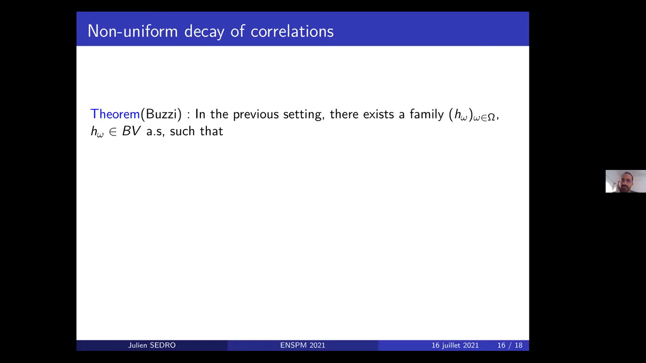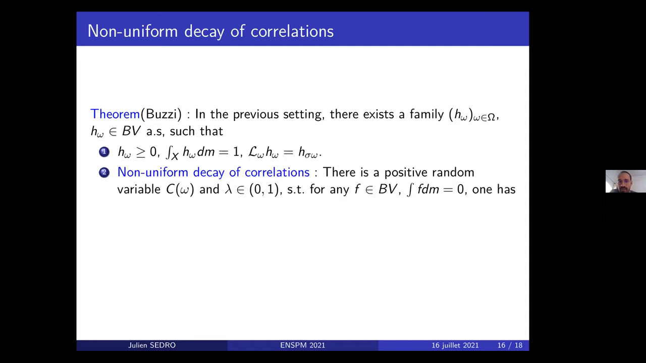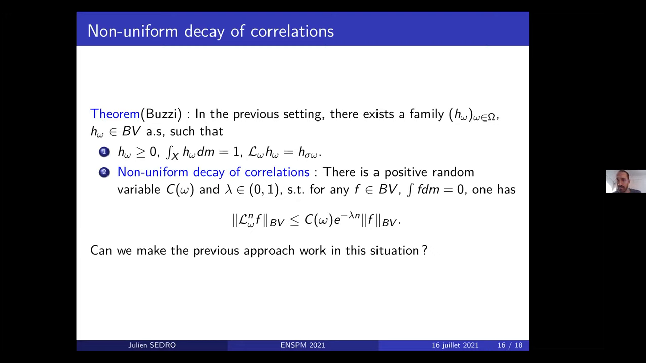Now in this setup, Buzzi showed that there is an equivariant family of densities. So that satisfies the first point. And you also have the non-uniform decay of correlation. So if you have a zero average observable, there is a positive random variable and some rate that gives you the decay of correlation in a given norm. So the question that we asked with Davor was, can we make the previous approach work in this situation? And I would not be here talking about that now if the answer wasn't yes.